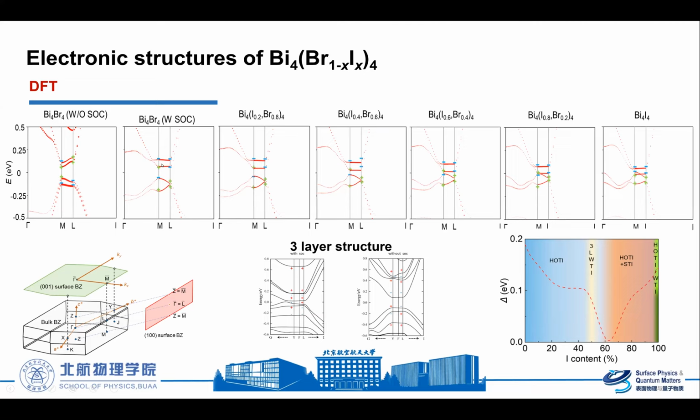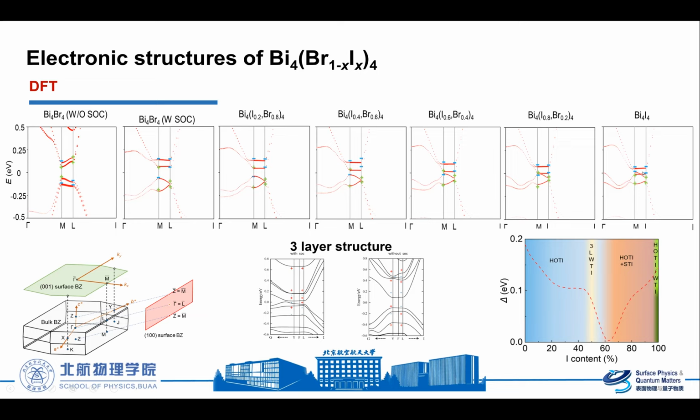And with the increment of iron concentration, the gap size becomes small, and then the crossover happened here, and there is only one band inversion happening at the end point. In this case, the strong topological insulator happens, and this higher order topological insulating case still survives. Thus, we think this is a strong topological insulator plus higher order topological insulator, a dual phase of the topological phases.